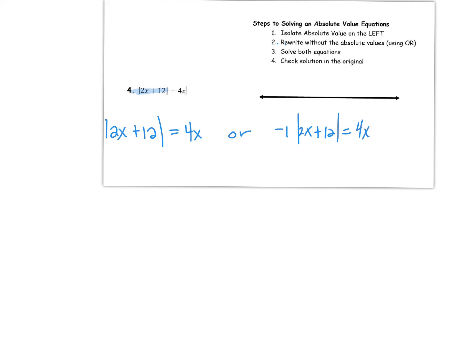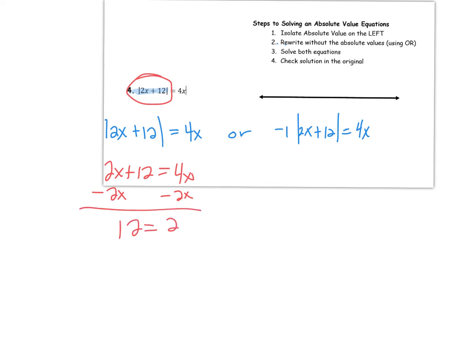Okay. Now let's start solving. So we take down the bars. 2x plus 12 is equal to 4x. Okay. Now since I'm solving an equation here, I can have the variable on the left when I'm doing this part. The variable just can't be on the left when I'm starting with the absolute value. 12 is going to equal 2x. Divide by 2. So 6 is equal to x. So we're okay here.